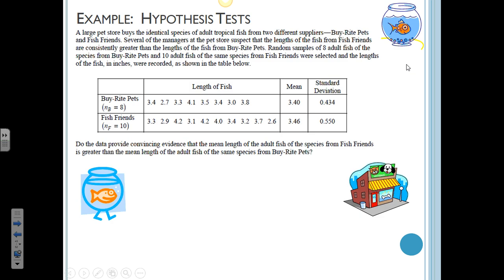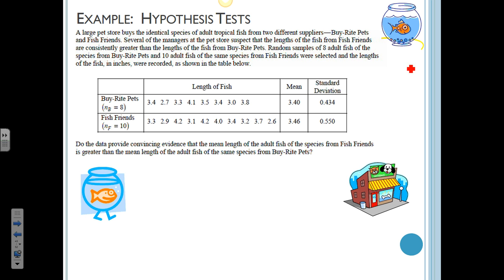All right, this is a free response from a past exam. I just chose this problem. It's a very nice problem to introduce two-sample t-testing. A large pet store buys an identical species of adult tropical fish from two different suppliers, By-Right Pets and Fish Friends. Several of the managers at the pet store suspect that the lengths of the fish from Fish Friends are consistently greater than the lengths of the fish from By-Right Pets.